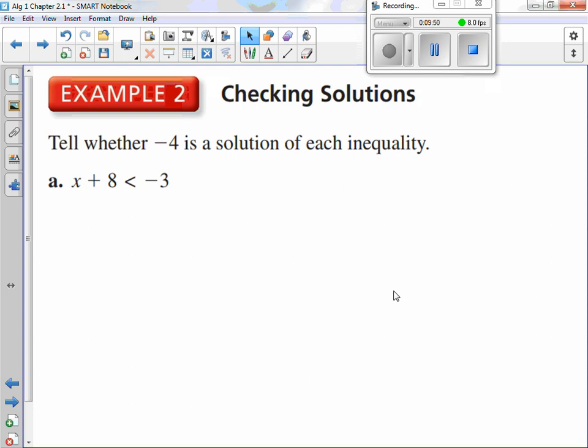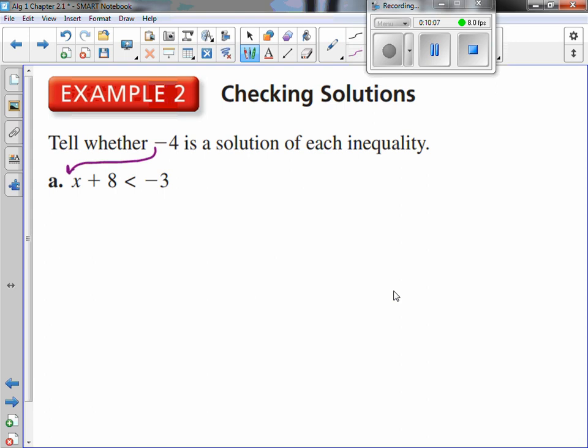So we're not going to be solving anything yet. We're testing to see if a value is a solution. Makes the statement true. So we want to tell whether negative 4 is a solution of each inequality. And what that means is we're going to plug negative 4 in for the variable. We're going to plug it in, and see, does it give us a true statement? So here I'm going to plug negative 4 in for x.